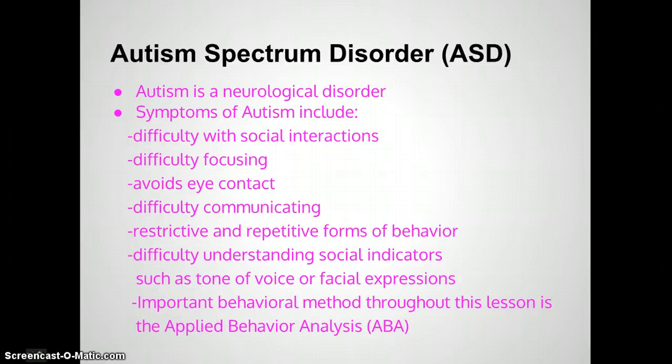Autism is a neurological disorder. Symptoms of autism include difficulty with social interactions, difficulty focusing, avoiding eye contact, difficulty communicating and expressing their feelings, restrictive and repetitive forms of behavior, difficulty understanding social indicators such as tone of voice or facial expressions. An important behavioral method throughout this lesson is applied behavior analysis.